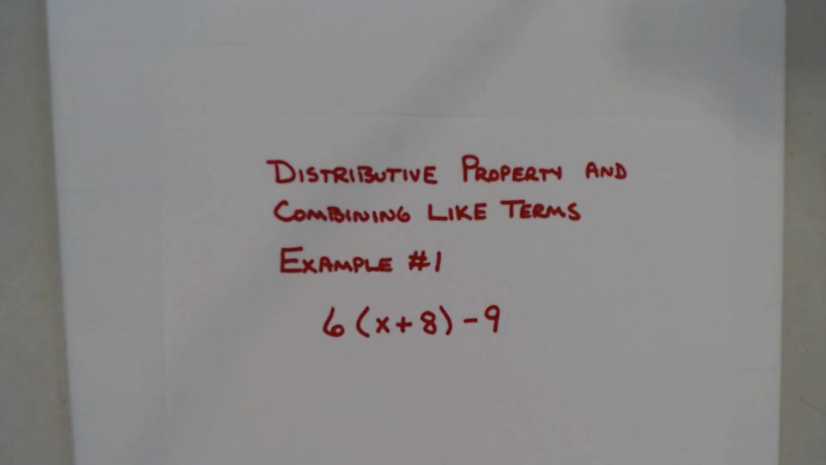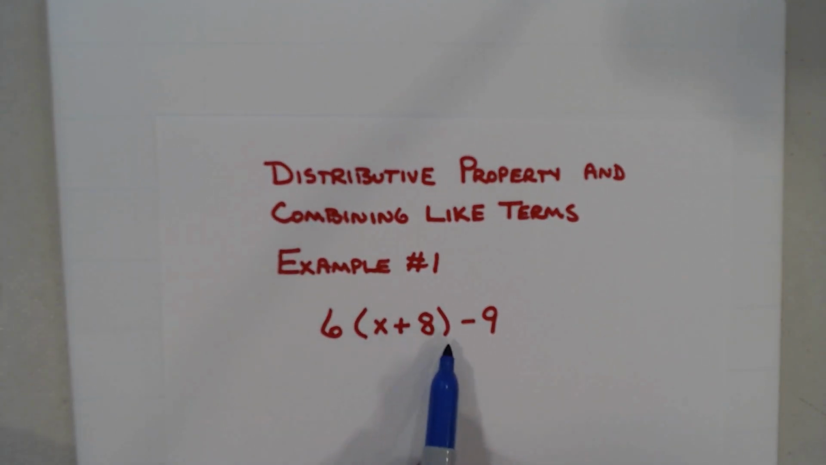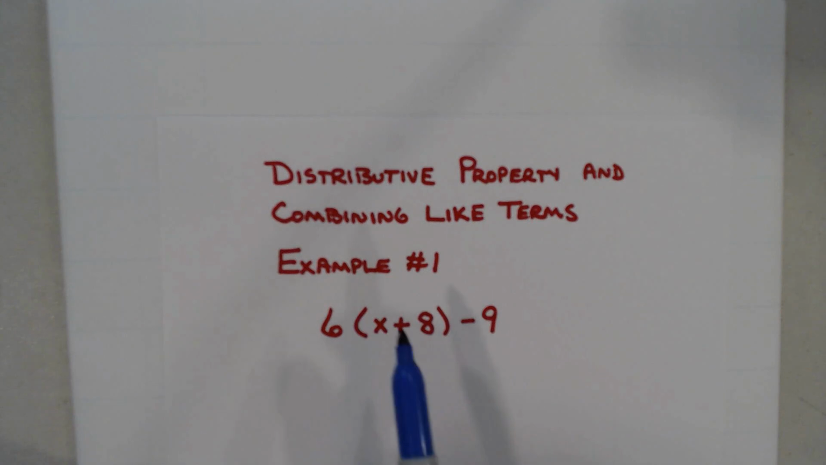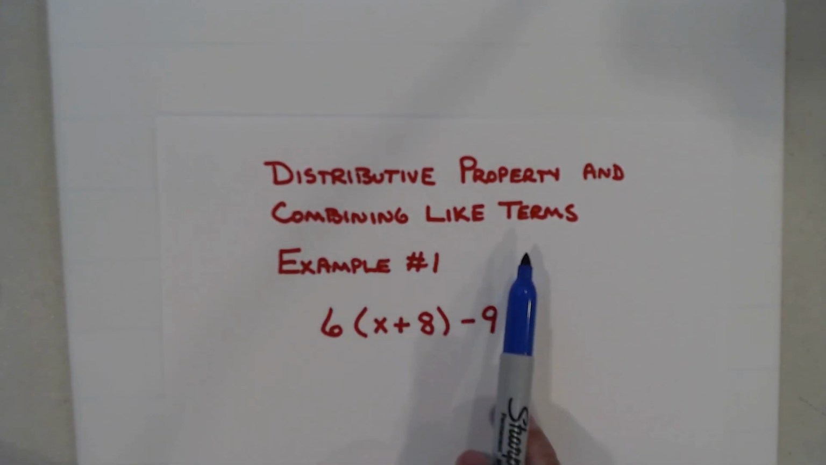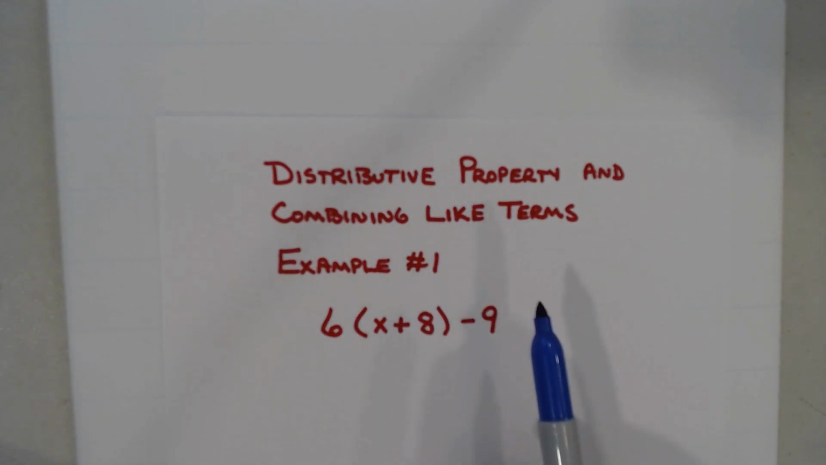Now we're going to go over problems that have both the distributive property and combining like terms in the exact same problem. How do I know I have the distributive property? Anytime I have parentheses in a problem, that means I need to use the distributive property. That means I need to multiply. Going with my order of operations, I should always multiply before I add or subtract, and that's what combining like terms is, adding and subtracting.